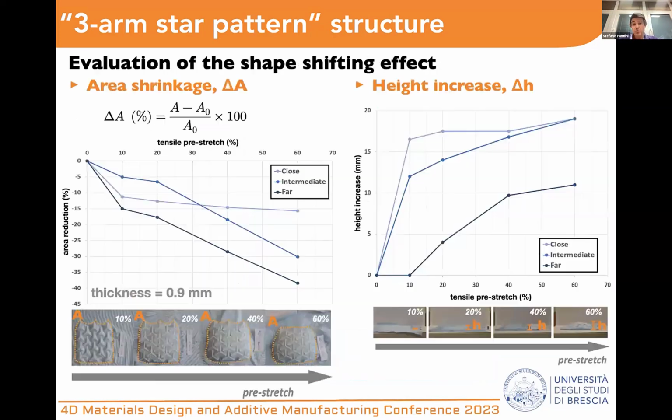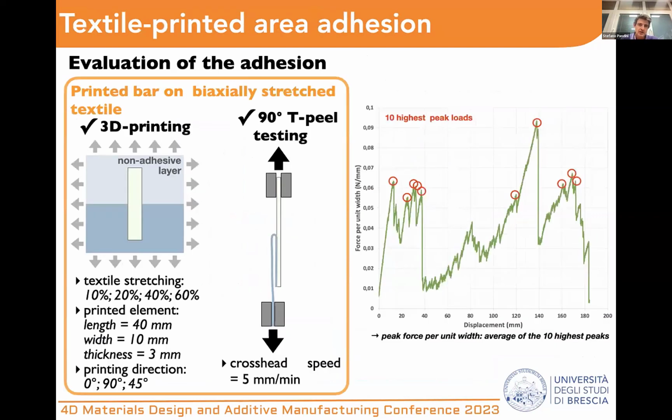And we also measured the array shrinkage for the various systems and the height increase. They are similar to what we have found out for the 3-arm star, just a little bit more complex for the various types of interdistance between the elements because of the different shape-shifting scenarios that may be activated in the various cases.